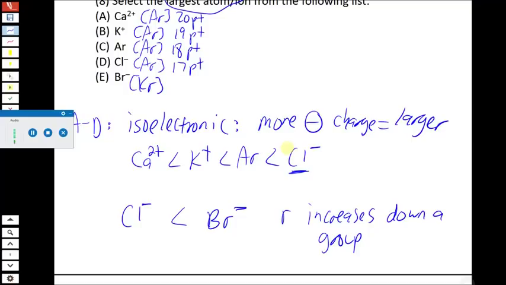All right, so the winner is Br minus. It's going to be the largest of all five of these. All right, any questions on this one or on atomic and ionic radii in general? Okay.